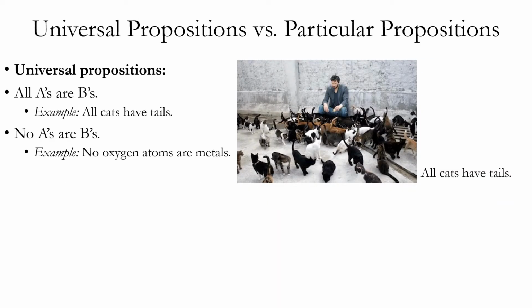So let's distinguish between universal propositions and particular propositions. Universal propositions are only one type of generalization, but they often show up in logical arguments. Universal propositions are of two main kinds. All A's are B's and no A's are B's. Both of them are claims about all members of a group or set. An example of the former, all cats have tails. Of the latter, no oxygen atoms are metals.